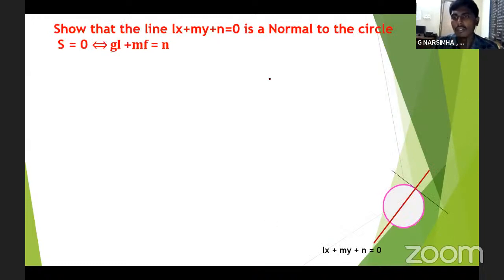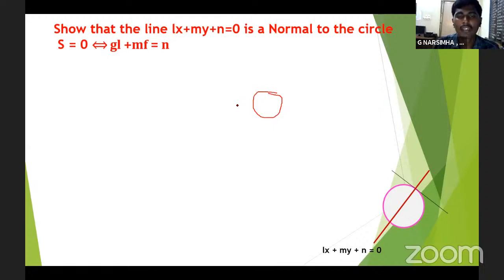This is one of the important questions which may come as a 2 marks question. Show that the line lx plus my plus n equals 0 is a normal to the circle. Then show the if and only if condition, that is g into l plus m into f equals n. Here just observe that the circle is equal to 0. Then lx plus my plus n equals 0 is a normal.